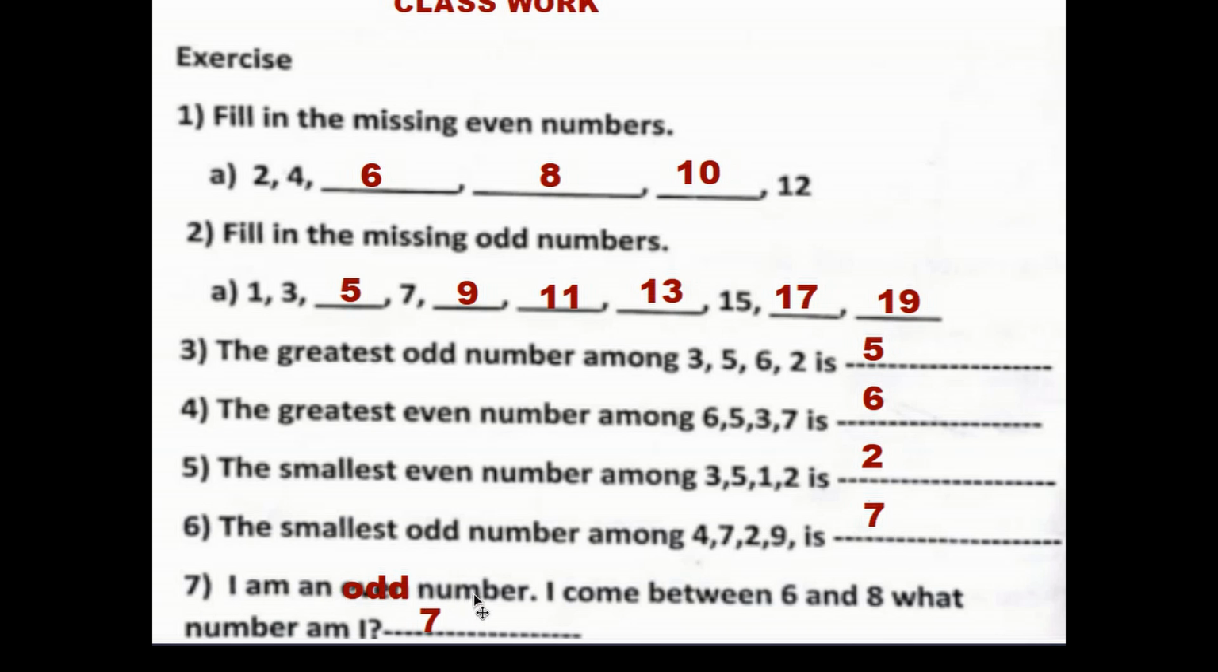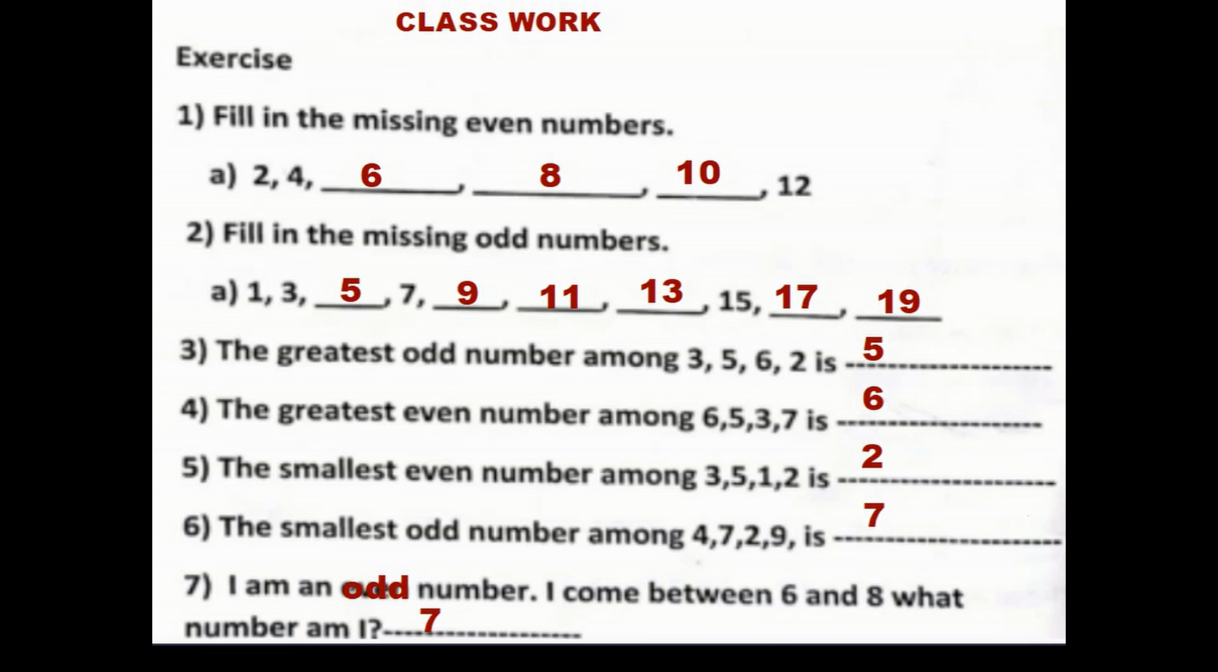I am an odd number. We made it odd. I am between 6 and 8. What am I? That is 7. Between 6 and 8, there is only one number, that is 7. So these are your answers. Based on this, relate and compare and take corrections.